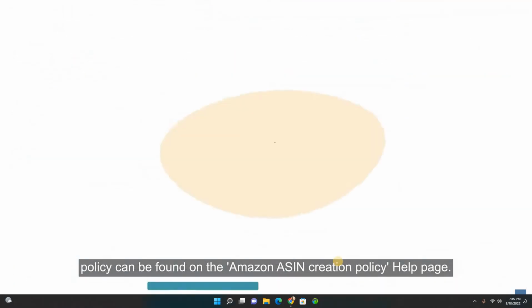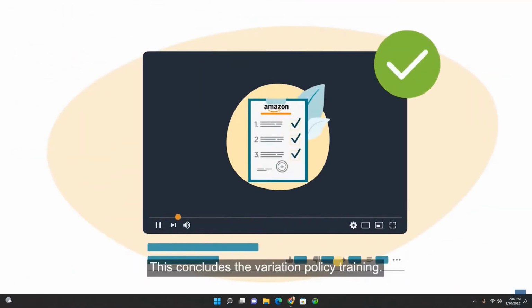Creation Policy help page. This concludes the variation policy training.